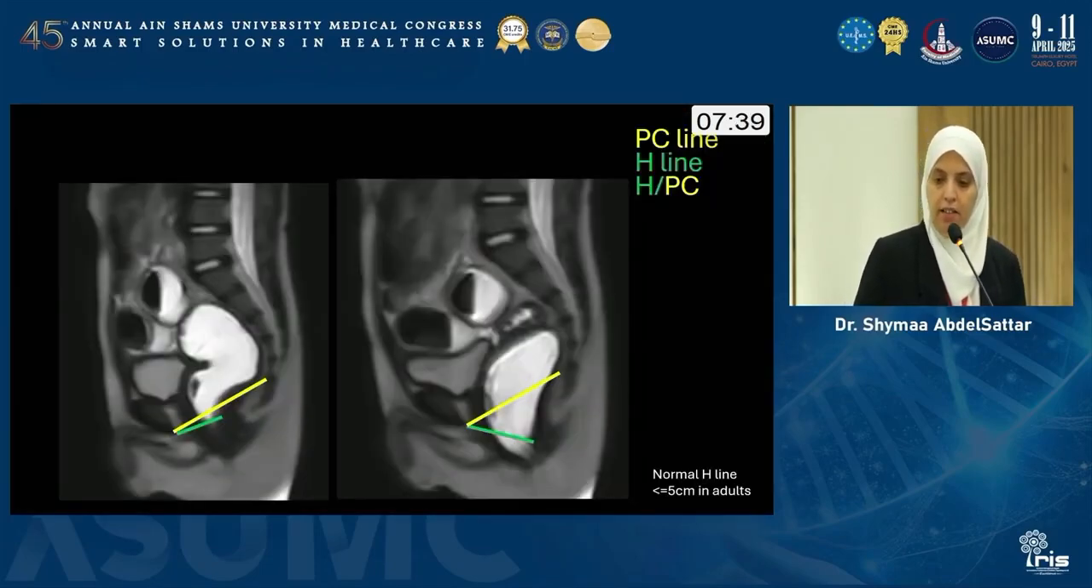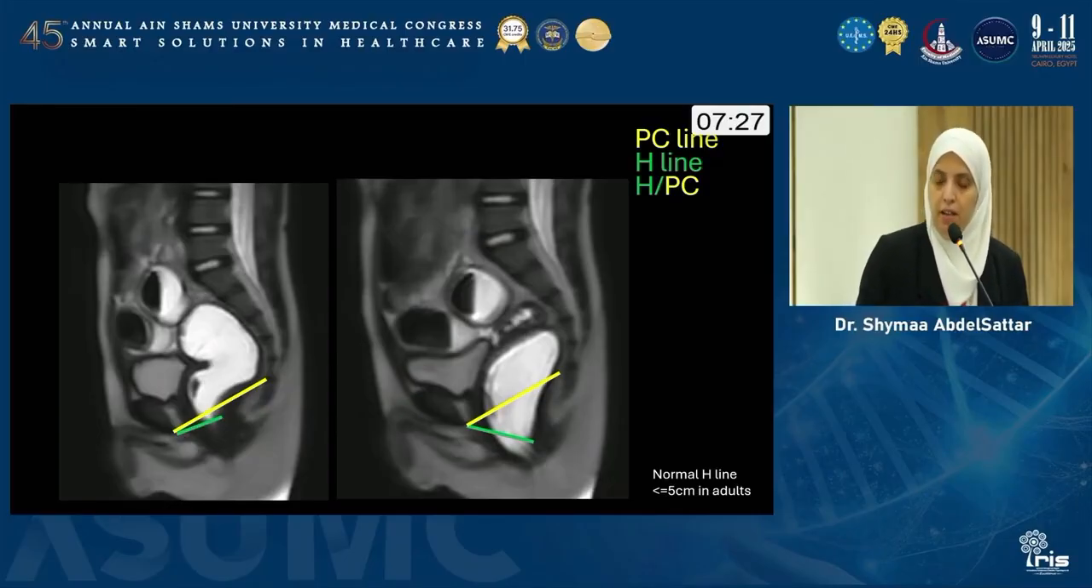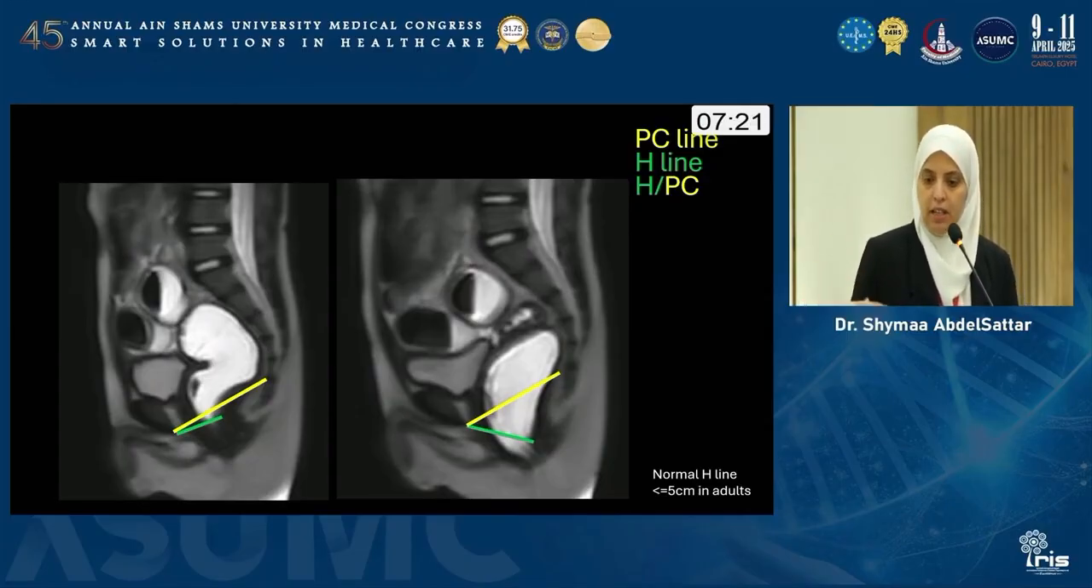Also the hiatal H line, this in green here, measuring the pelvic floor hiatus. It's measured at rest and we see how much it changes during defecation. It's normally equal to 5 or less in adults. So to understand the age variability, we measure the H-to-PC ratio to have a number we can compare among age groups. It's normally about 50%.